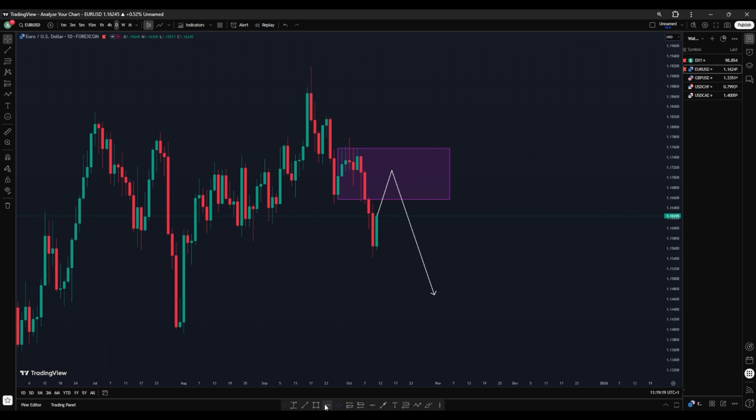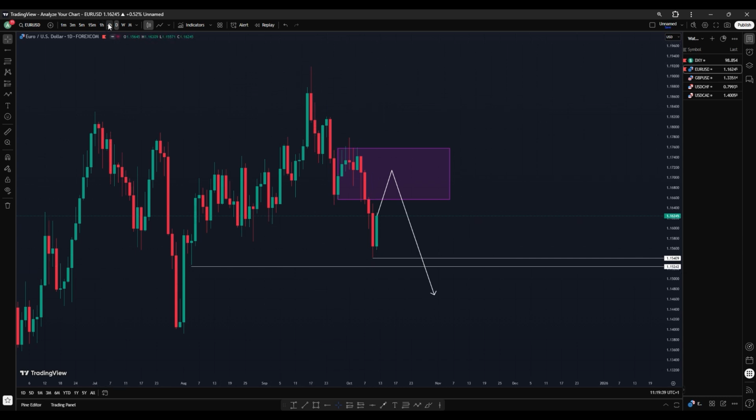Number one, we have this old low here, right? So we have this old low. Those will be our first targets. Then the next target is going to be, I think, this low. After that one, we have this old low also. So these are going to be my targets for this trade.